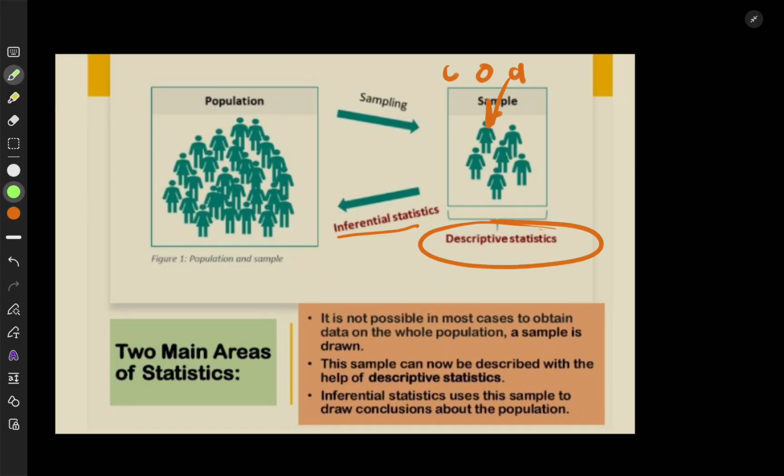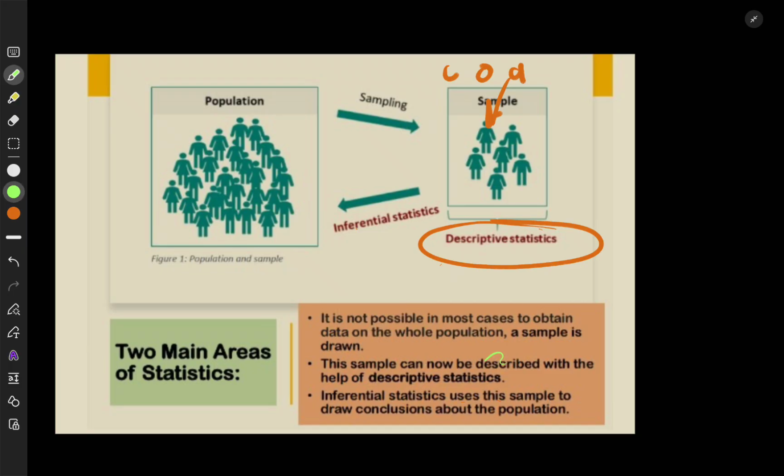descriptive statistics. So these are not two branches that fight. No, you start with descriptive statistics, and using descriptive statistics, you then go on to inferential statistics. Inferential statistics uses the results from descriptive statistics to draw conclusions. It has its own methods of using those results to draw meaningful conclusions about the entire population. So here it uses this sample to draw conclusions about the population.